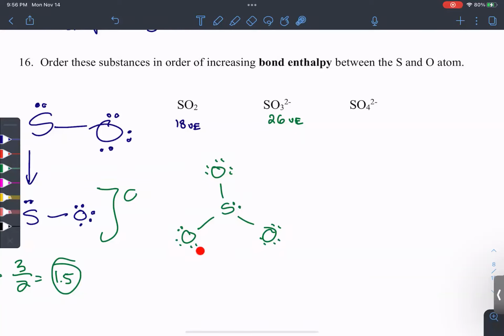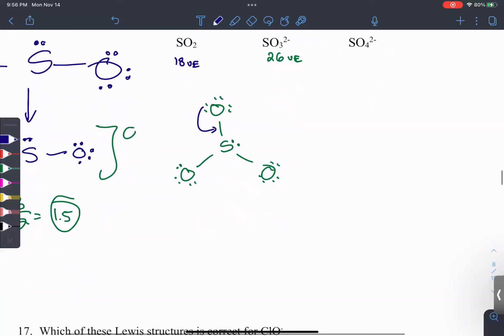So oxygens have all complete octets. Does sulfur have a complete octet? Yes, it does. But the problem is sulfur has a formal charge of 1, 2, 3, plus 1 right now. And that's not preferred, all right? We want to minimize formal charges. So we actually need to form 1 double bond to make sulfite, all right? So the correct Lewis structure is going to have 1 double bond.